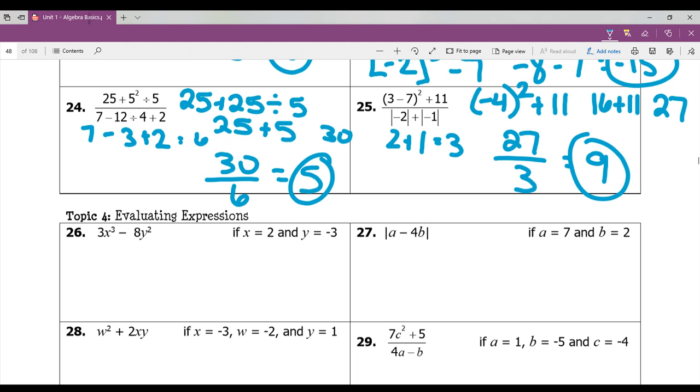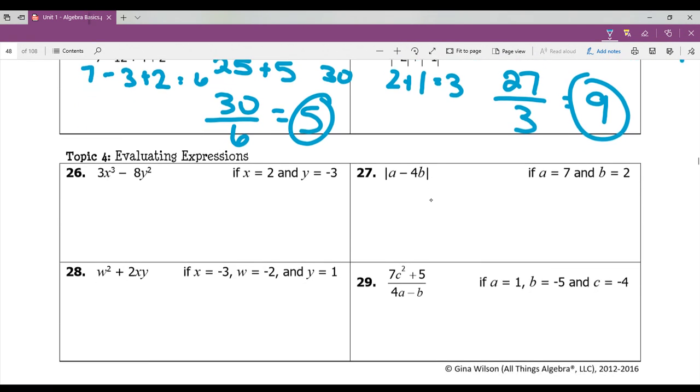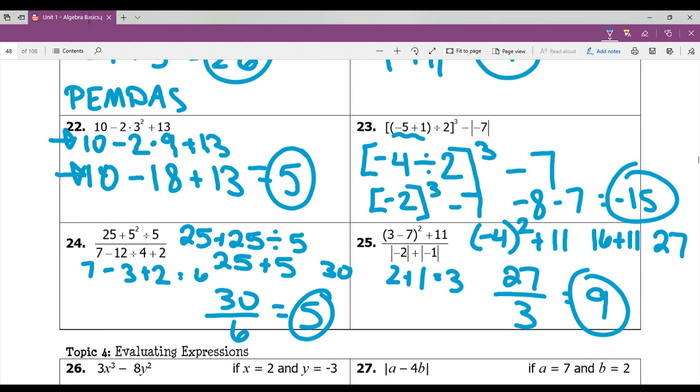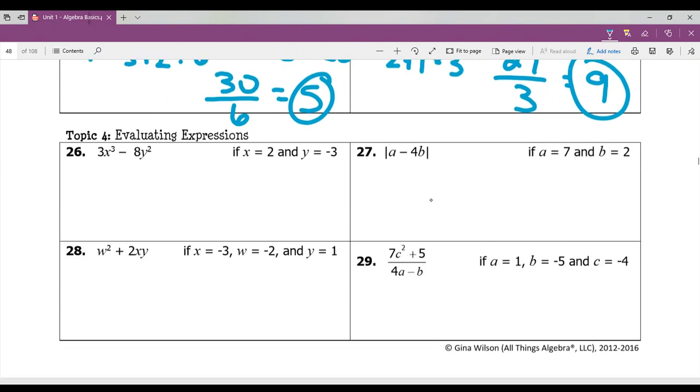Okay? Those should be pretty easy. You should not miss an order of operations problem. You just follow your PEMDAS. Start with any parentheses or grouping symbols, then your exponents, then multiply or divide, whichever one comes first, and then add or subtract, whichever comes first.